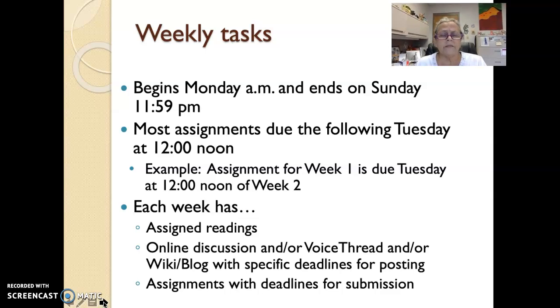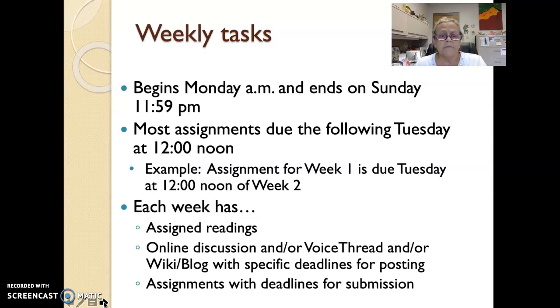The week begins on Monday in the morning and ends on Sunday at midnight. Most assignments will be due the following Tuesday at 12 noon, but when assignments are due will be posted each week. So, for example, an assignment in week 1 is due Tuesday at 12 noon of week 2.